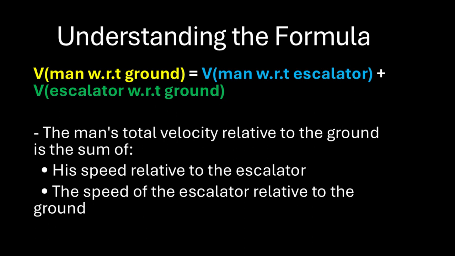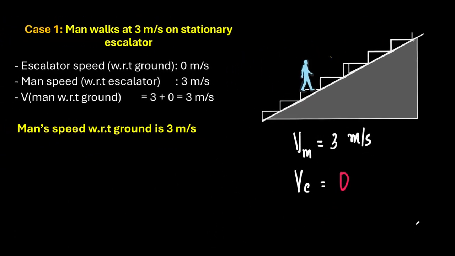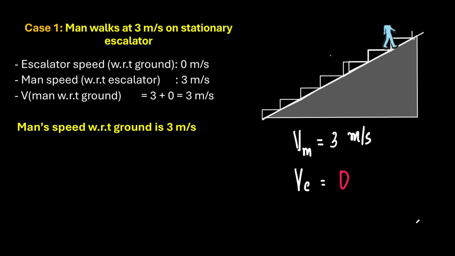Once you get the idea correct, the man's total velocity relative to the ground is the sum of his speed relative to the escalator and the speed of the escalator relative to the ground. Might be confusing. I do understand that. Pause it, read it, write it down one more time, and explain this to yourself. We'll apply the written formula 3 times, and then things would make more sense to you.